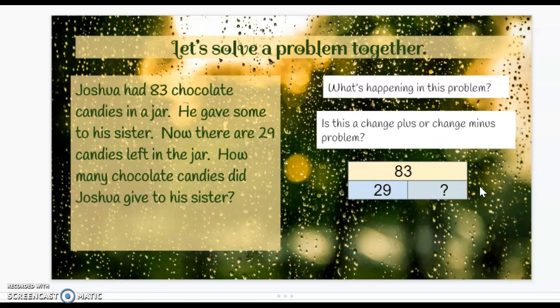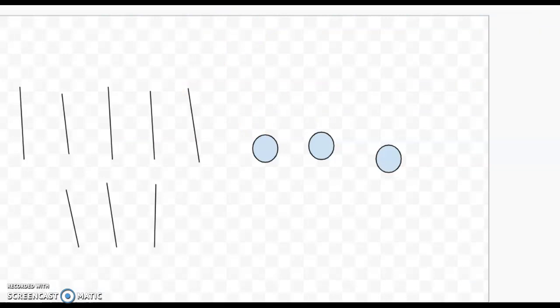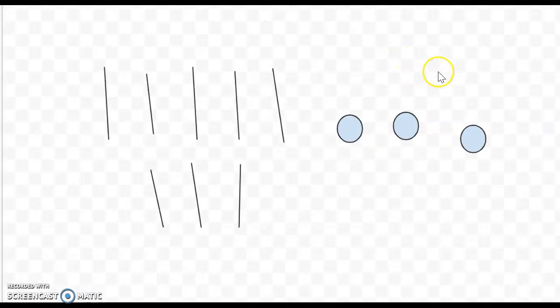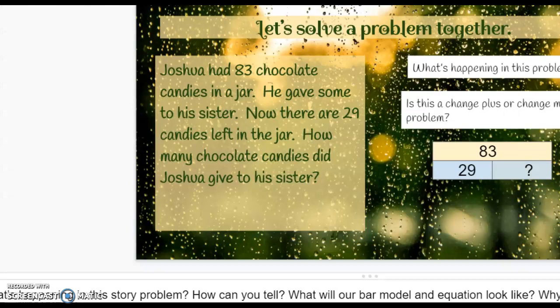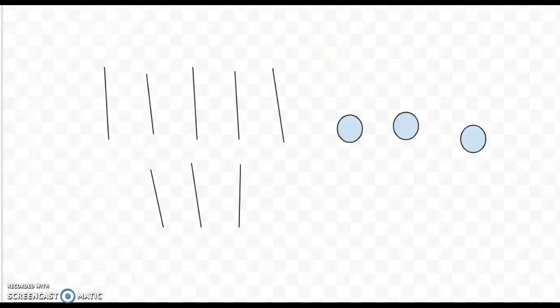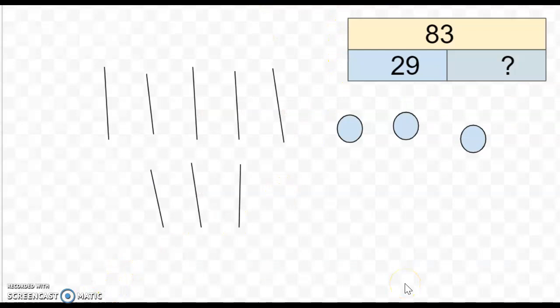Let's see if we can solve this problem. I've drawn 83 with base 10 blocks and circles. I'm going to subtract 29. So looking at my bar model, I know I have a total of 83, and I know the leftover partner, 29, but I don't know how many candies were given away. So I'm going to subtract to find the missing partner. I've drawn 83, and I'm going to take away 29.